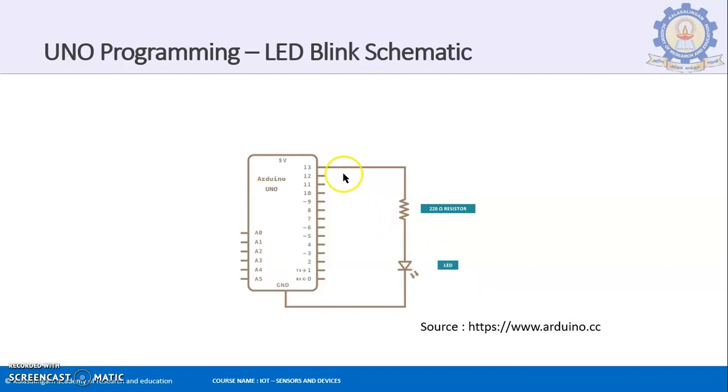I hope you can understand this diagram, and from this you will be able to understand which pin you are using, which is pin number 13. This pin number 13 actually has an inbuilt LED and an inbuilt resistor also. So you can see that this LED and the inbuilt LED on your Arduino microcontroller, both of them will be going on and off at the same time. So you can check that also.